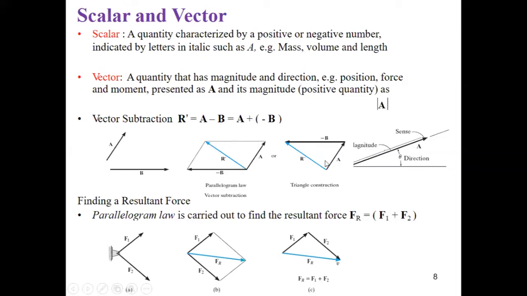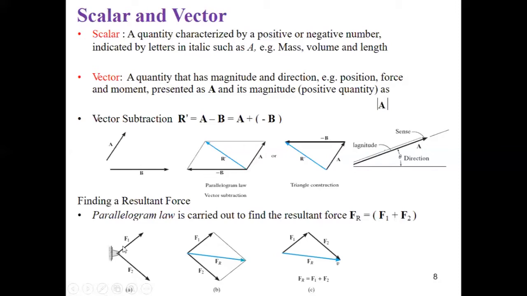Okay, and then through the parallelogram law, A plus or minus B will be R or R dash. So R dash equals A minus B. Okay. Another one, if we want to find the addition, the resultant force.